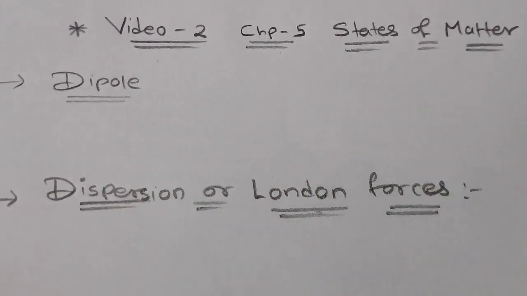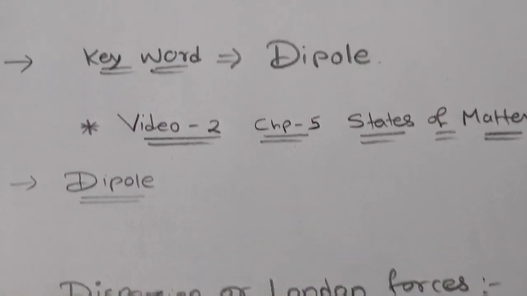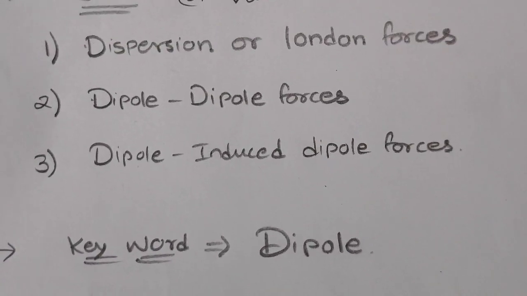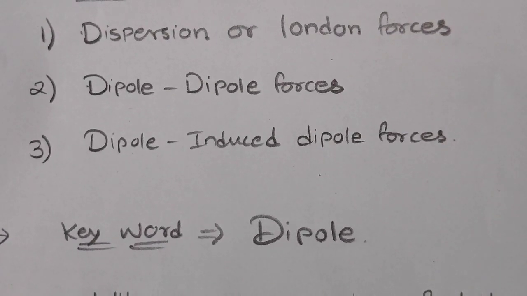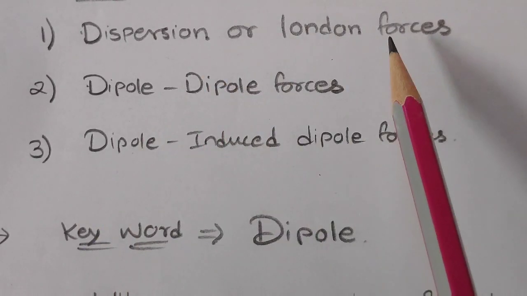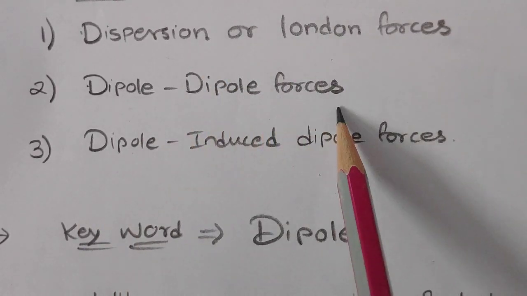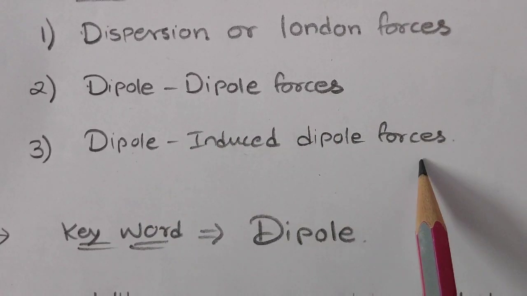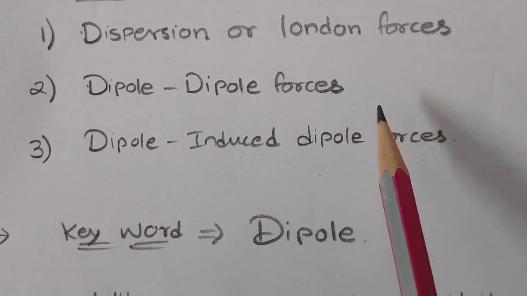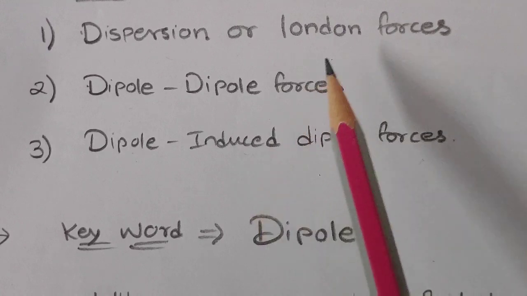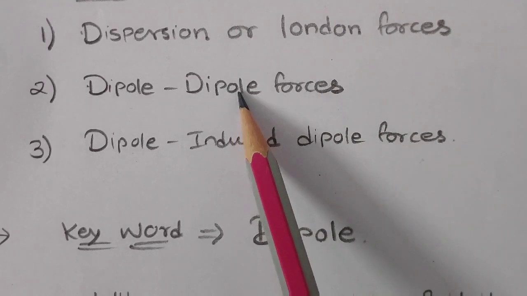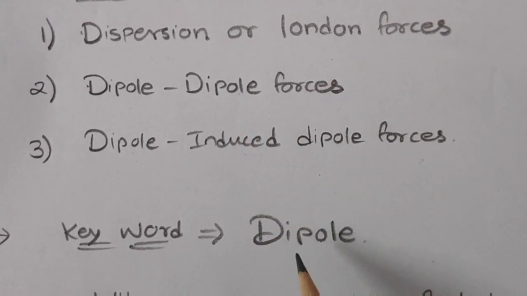Last time, if you remember, we discussed these 3 types of van der Waals forces: dispersion or London force, dipole-dipole force, and dipole-induced dipole force, right? These are the 3 types of van der Waals force. But before understanding this, we need to understand the word dipole. It means 2 polarities, positive and negative.